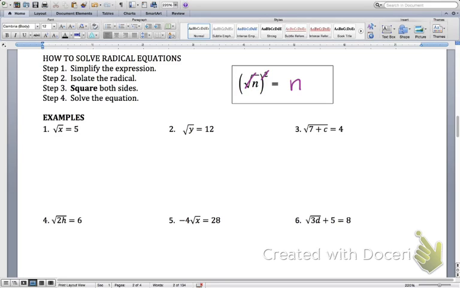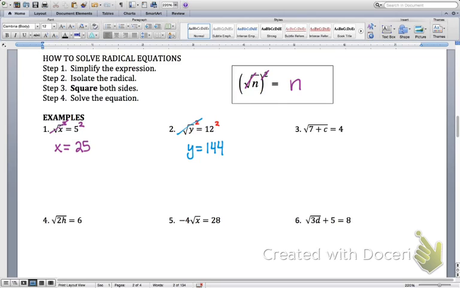Example number 1: if I put a square on the left side and I put a square on the right side, then they cancel each other out, and I'm left with x equals 5 squared, which is equal to 25. Go ahead and try out number 2 on your own. Same idea as number 1. You square the left side, you square the right side, and the square cancels the square root. And you're left with y equals 12 squared, which is 12 times 12, which is 144.